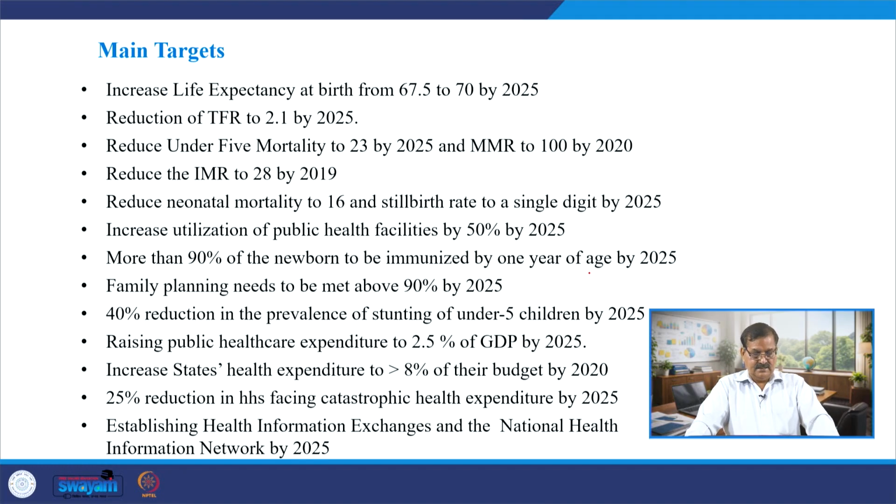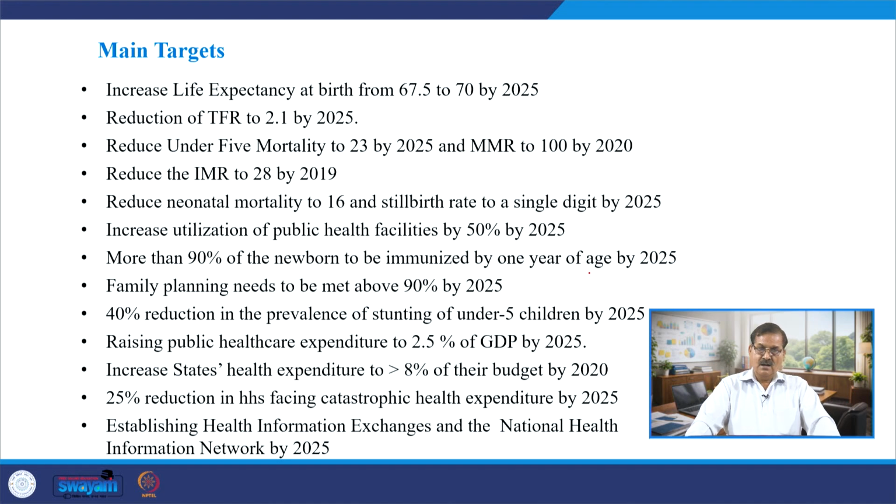A 40% reduction in the prevalence of stunting among children under 5 should be targeted. Raising public expenditure to 2.5% of GDP from the current level of around 1.4%. Increase state public health expenditure to more than 8% of their total budgetary expenditure by 2020. That is also important, because health is a state subject, and states must spend more on healthcare services. So it was targeted that 8% of their budget must be spent on healthcare services.